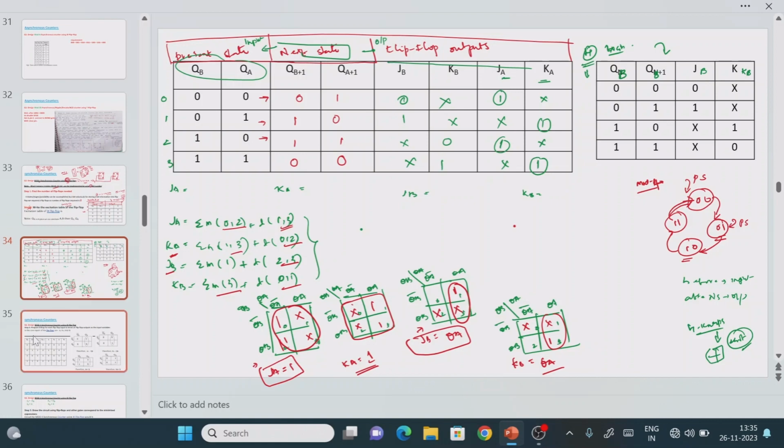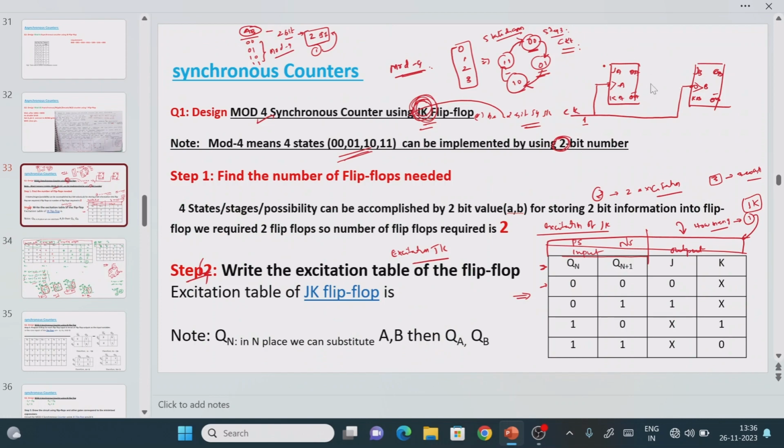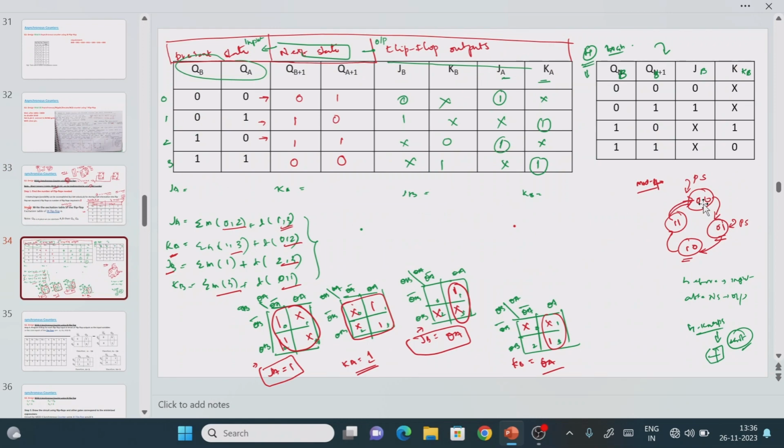Now after finding this JA value, KA value, JB value, KB value, here we need to substitute. Then it will become the synchronous counter, right? So let me read again here. The idea is something like this. So we have 2 flip-flops, right? So the final circuit diagram, this one is, right? This is JA, KA, QA, QA bar, this one is JB, KB, QB as well as the QB bar. So this negative edge clock pulse I am taking here.